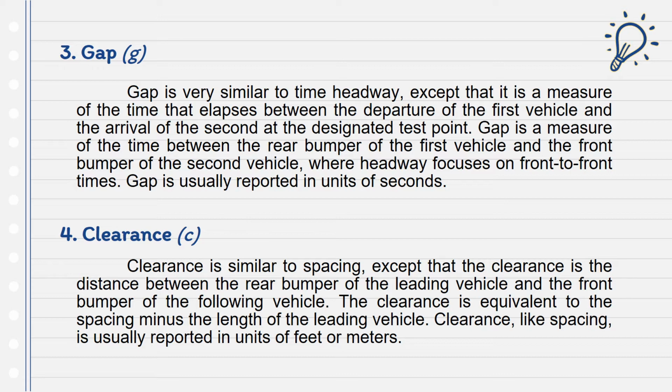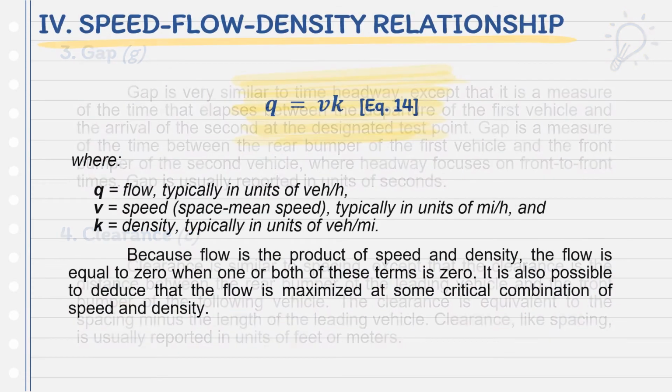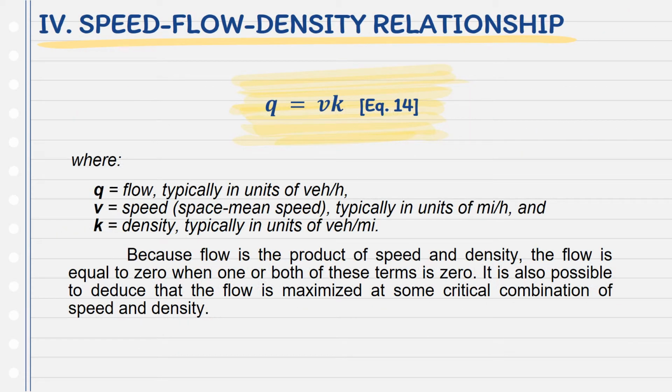The clearance is equal to the spacing minus the length of the leading vehicle. Clearance, like spacing, is often measured in feet or meters. Based on the definitions presented, a simple identity provides the basic relationship among traffic flow, speed or space mean speed, and density, denoting space mean speed, V bar sub S, as simply V for notational convenience.